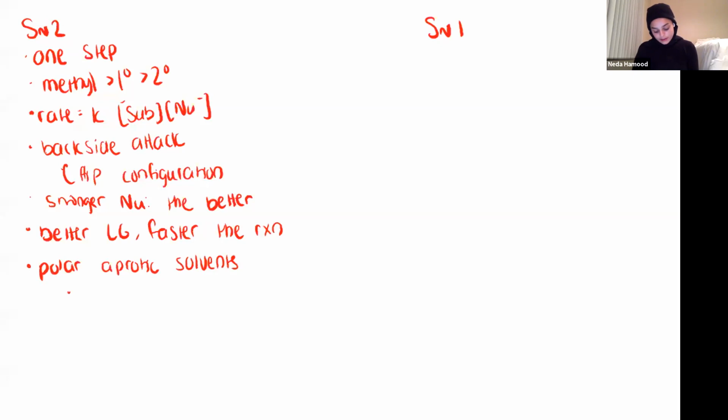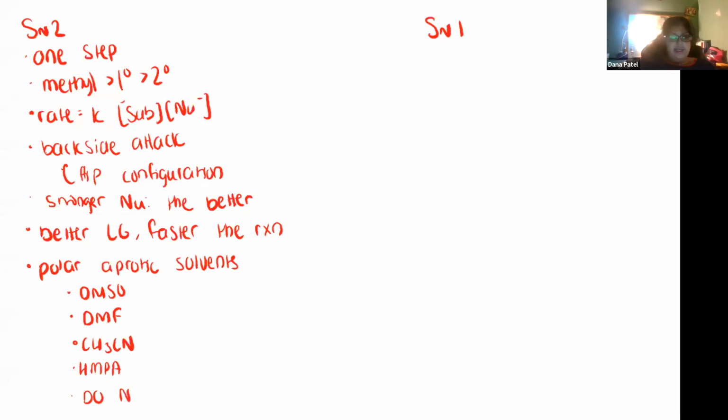A way that you can remember these polar aprotic solvents, something that's the same between all of them, is that they do not form hydrogen bonds. H and P do not hydrogen bonds.